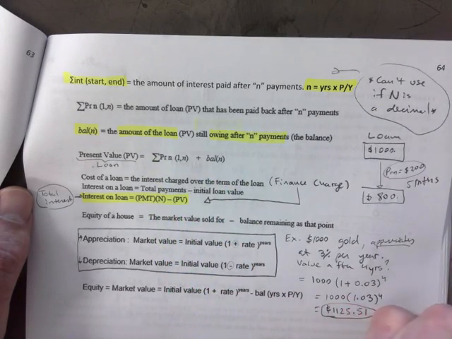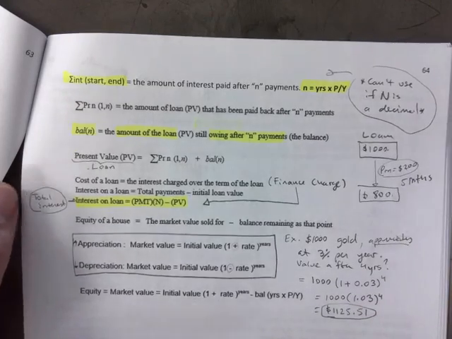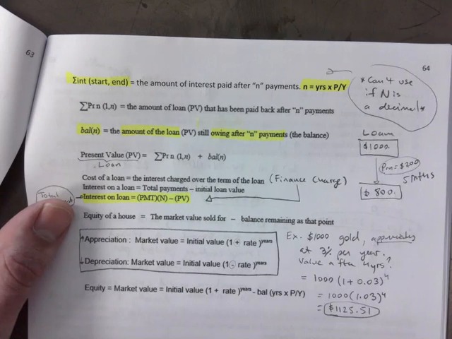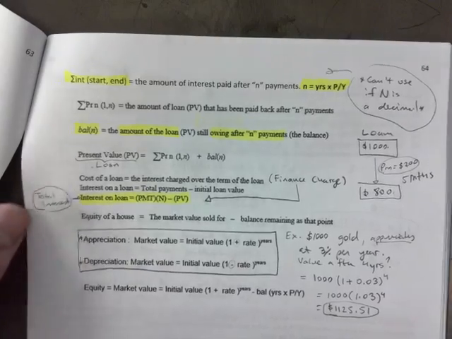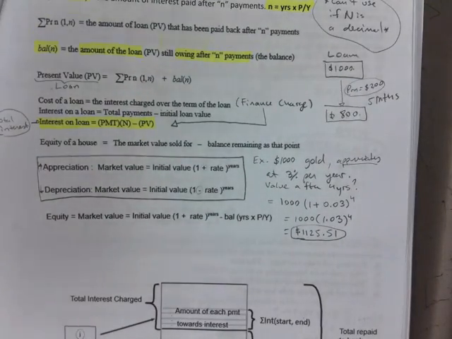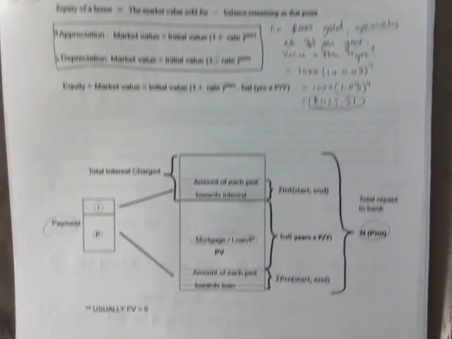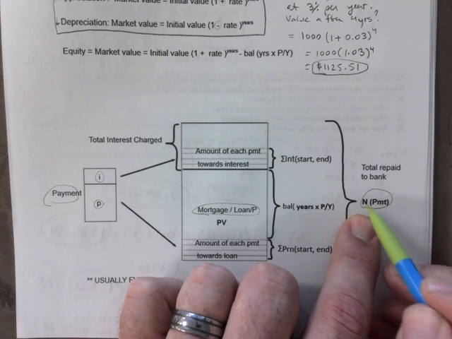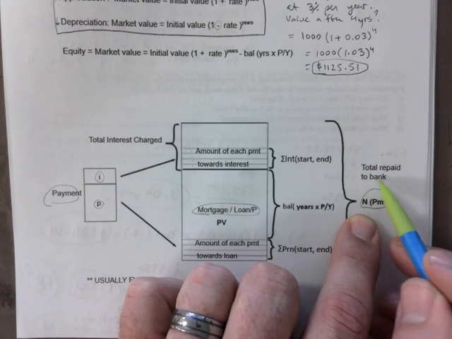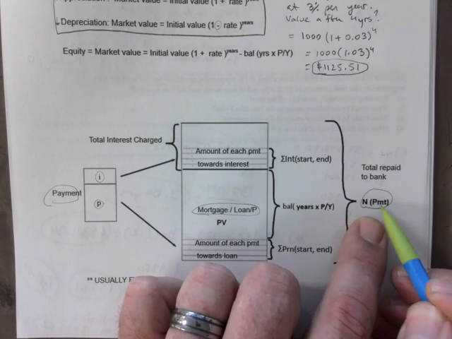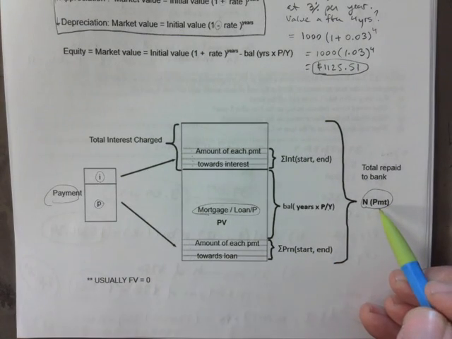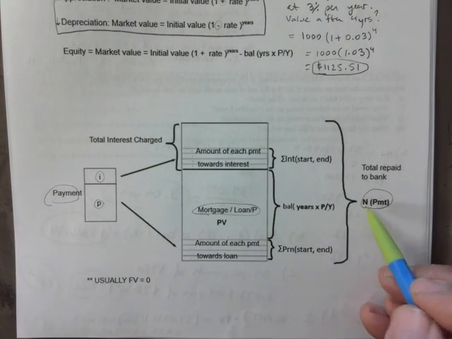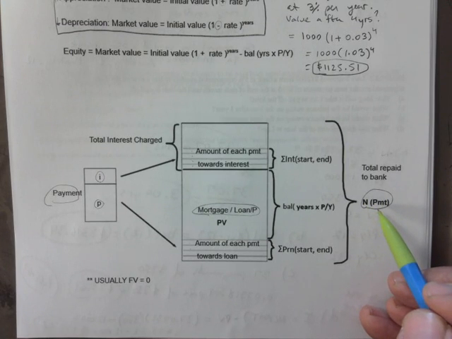When it came to the principal paid, I feel like I didn't give you a formula for that. But look at page 64. Total repaid to the bank, you can make a formula out of this, right? Total repaid to the bank would be n times the amount of your payment, right? So that's how much you paid them back at the end of the loan. So we multiply those two to figure that out.